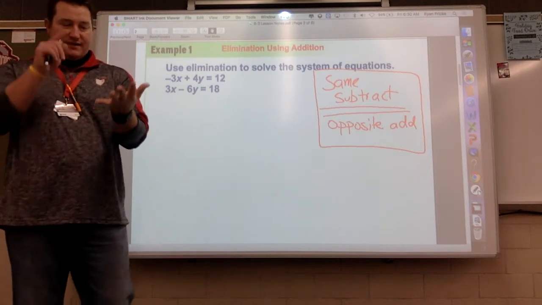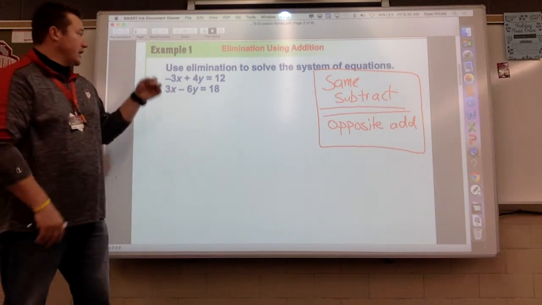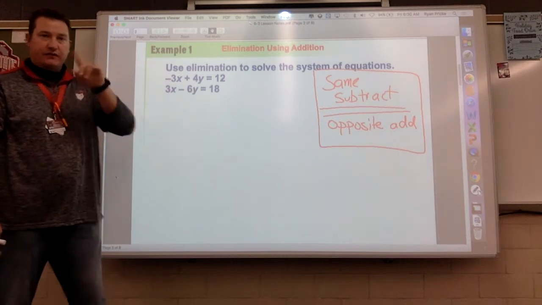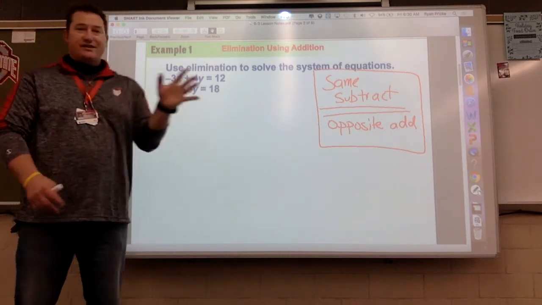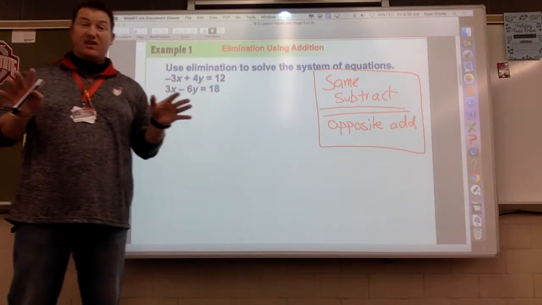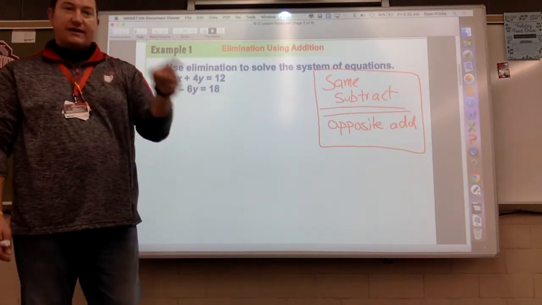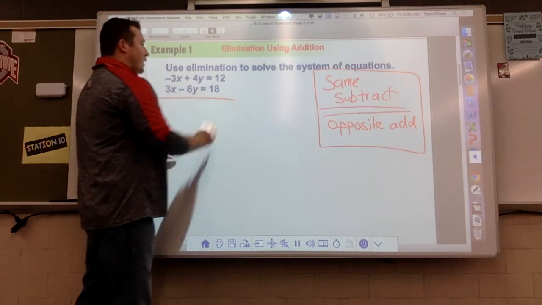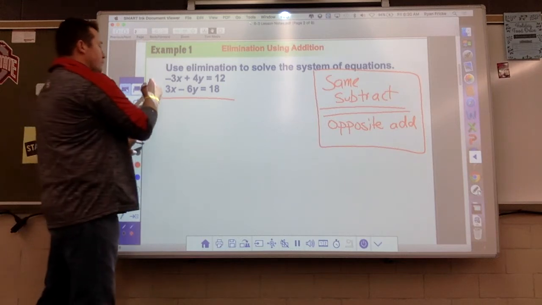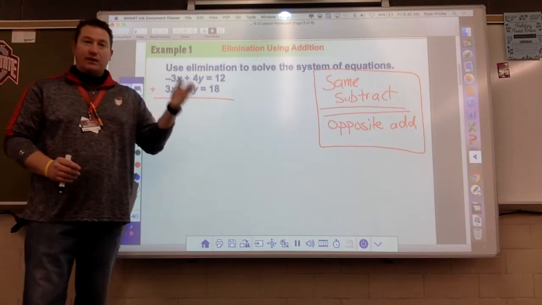We want to find the same or opposite coefficients in one of the variables, and we have them right here in our x's. I've got opposite coefficients. 3 and -3 are opposites. 4 and -6 aren't anything. But this right here is opposites. So step 1 is already done for us. Congratulations. We move on to step 2: same, subtract, opposite, add. So what are our coefficients? They're opposites, so we are adding. We're going to add these two equations together, and like magic, our x variable will eliminate itself.